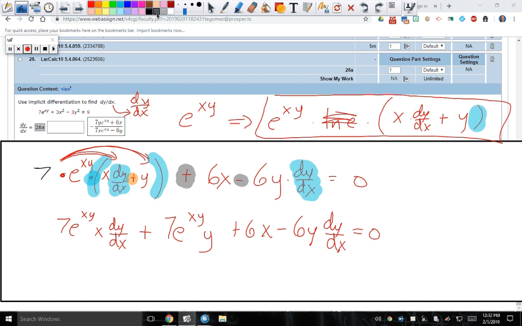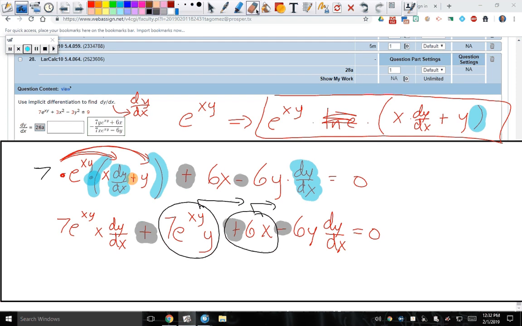Now, the islands, if you will, that are separated with addition and subtraction become a little bit more obvious. My goal is to move everything that does not have a dy/dx to the opposite side. So I will end up getting, this 0 will change to a negative 7e to the xy times y minus 6x, and I'm going to end up dividing by whatever's left over here after I GCF out the dy/dx. So let's see what we get.